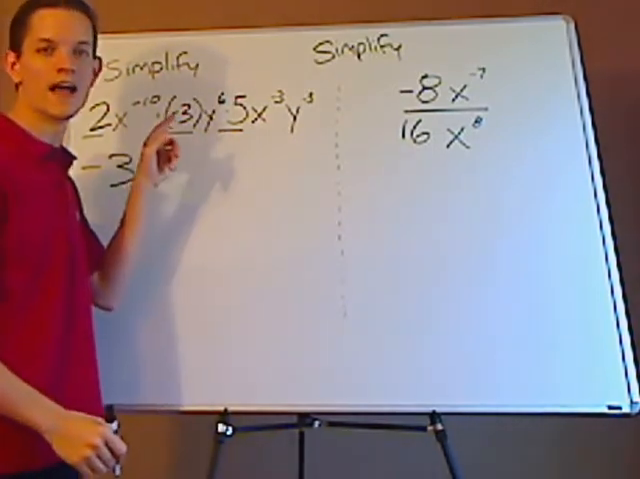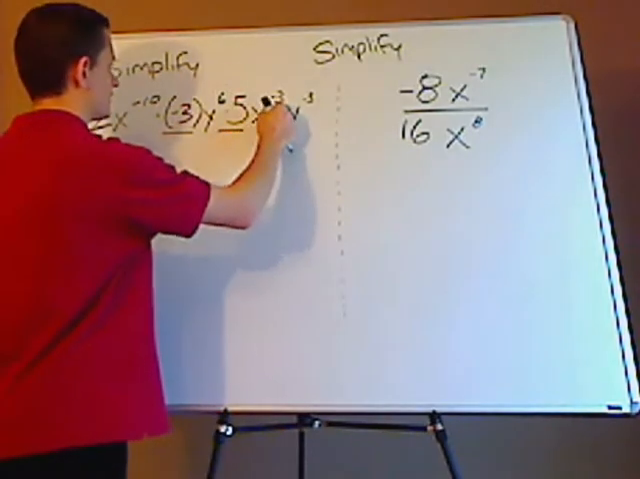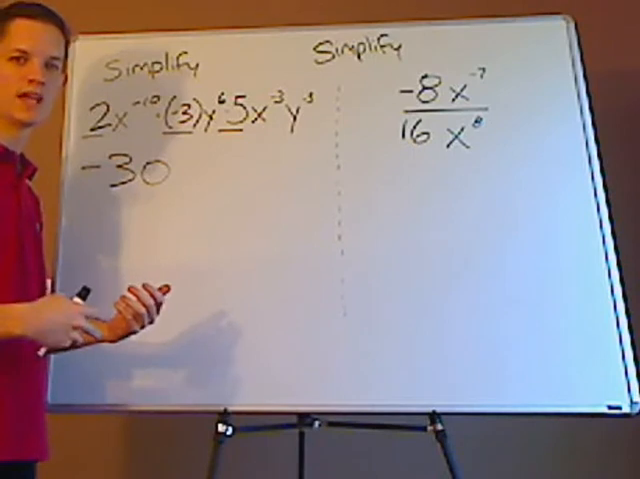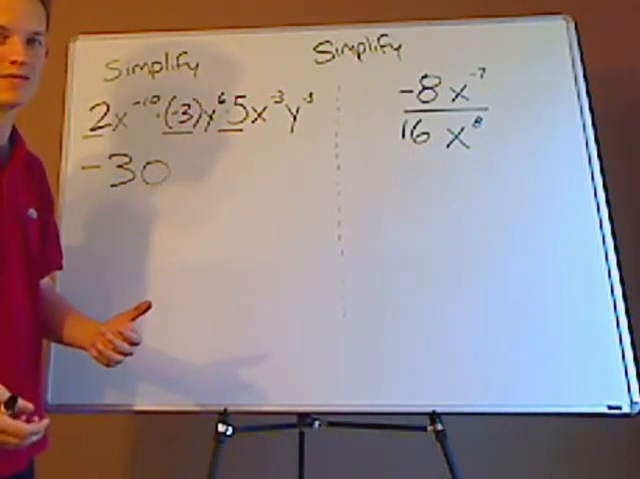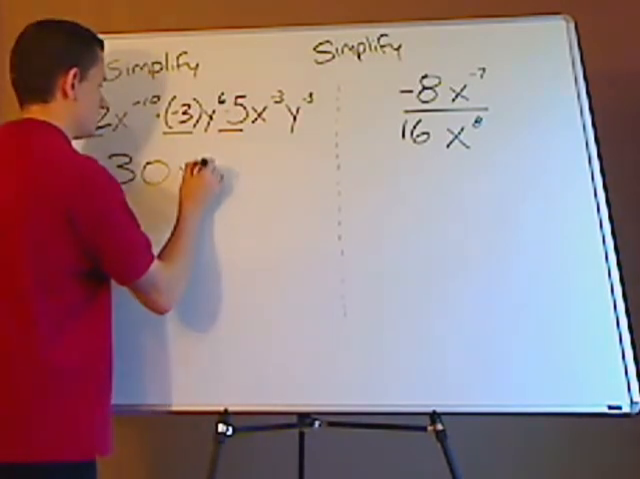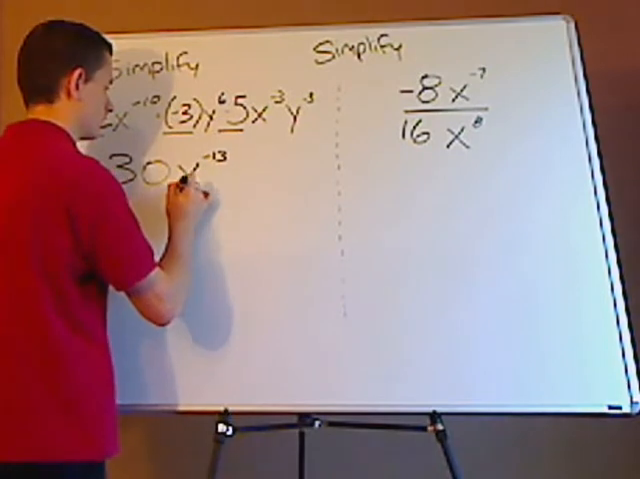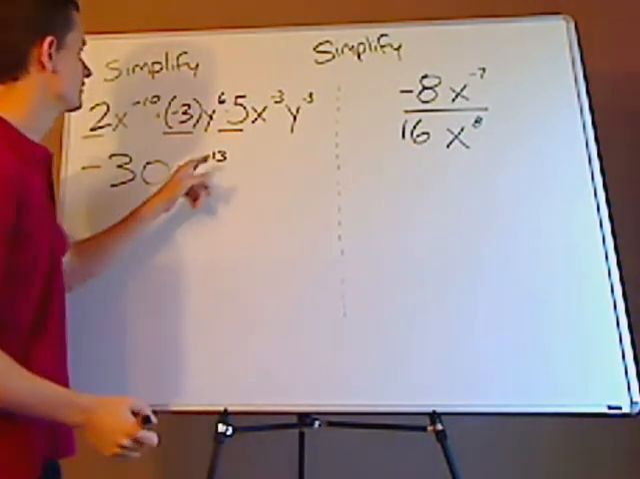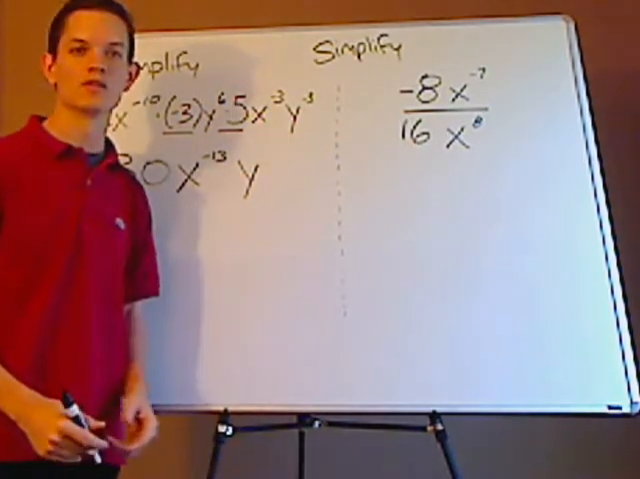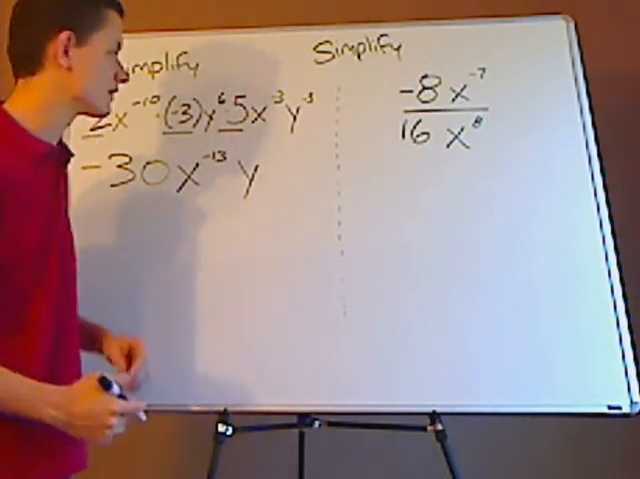Then you have all your x's. You have x to negative 10, x to negative 3. When you add those two together, you have a negative 10 plus a negative 3. You're getting further in debt. So that's x raised to negative 13. Then you have your y's. So y, you add these two together. What's 6 plus a negative 3? Right, that's a positive 3.